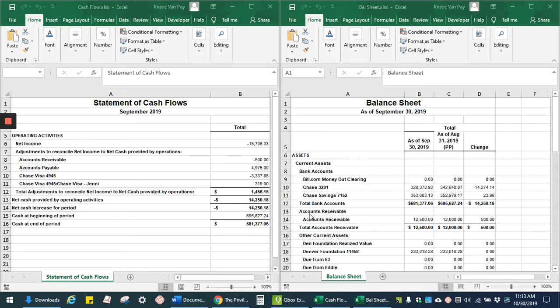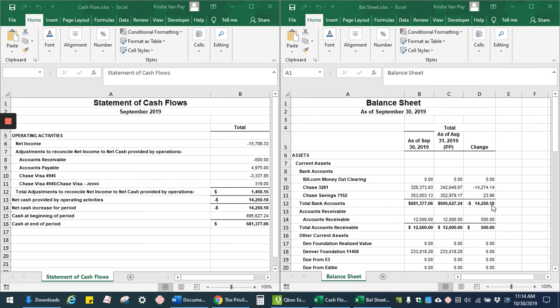So there's often a disconnect between those two things. And the reason that there's a disconnect is because there are certain activities that happen within a business that actually don't land on the income statement, they land on the balance sheet. So when you look at a balance sheet, which I am showing over here on the right-hand side, you will see that I have a change column here, which is showing us that cash at the end of August was 695,000, give or take. And at the end of September, which was the following period, it was 681,000. So that means that cash decreased $14,250.